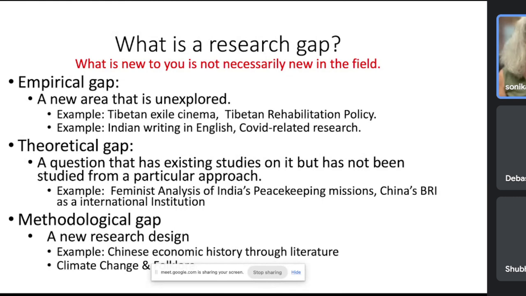Or you want to look at, let's say, something like climate change and folklore. So you look at one particular district or area or region, and you look at folklore from that area and see whether climate change is beginning to actually make its way into folklore.